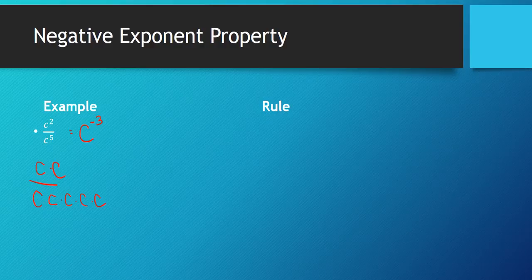So if you look at that, the 2 on the top will cancel out with the 2 on the bottom, so we have 3 left in the denominator. That tells me, I just did this 2 different ways, that c to the negative third is the same thing as 1 over c to the third. So that kind of gives me the rule that I need.